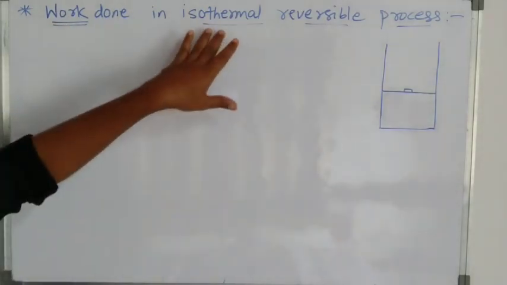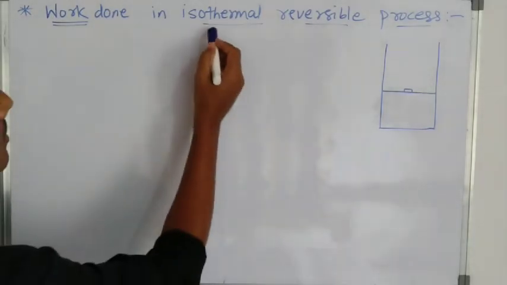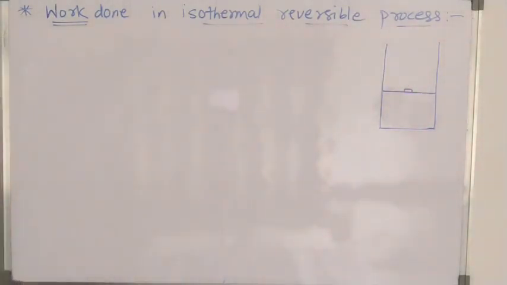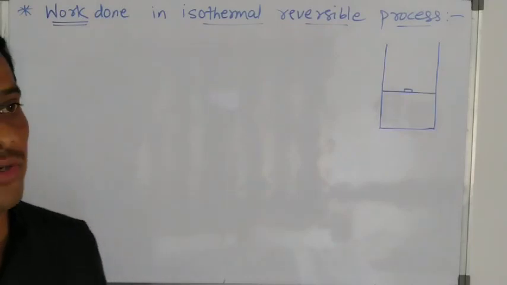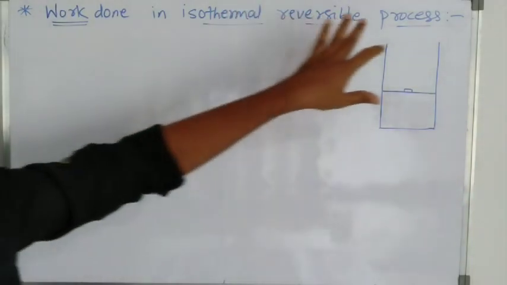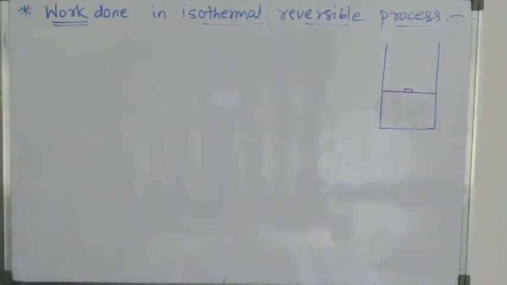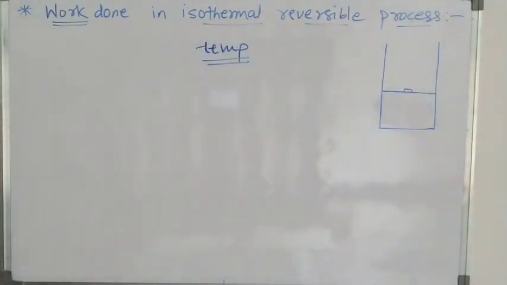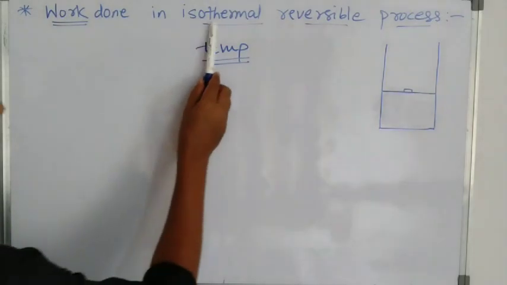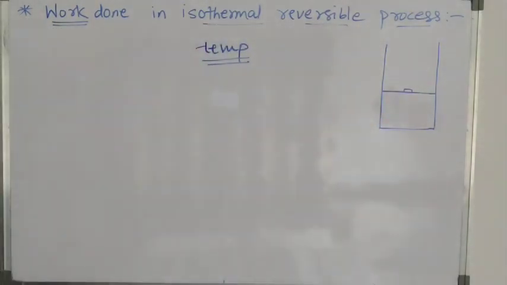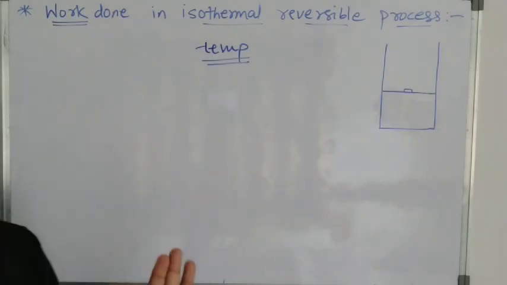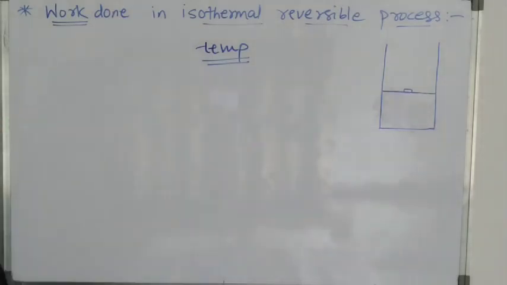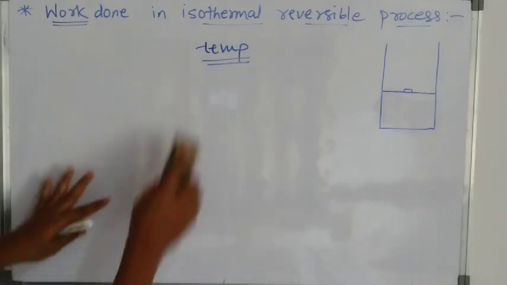Okay, the next term used in this concept is isothermal process. In the types of process part, we have discussed what is meant by isothermal process. The process in which the temperature of the system remains constant throughout the process is said to be an isothermal process. Means throughout the process the temperature of the system is going to be constant. Such processes are called isothermal processes.